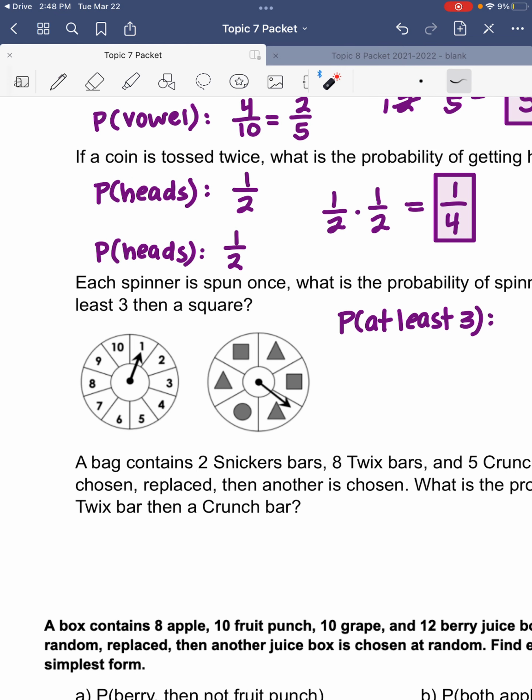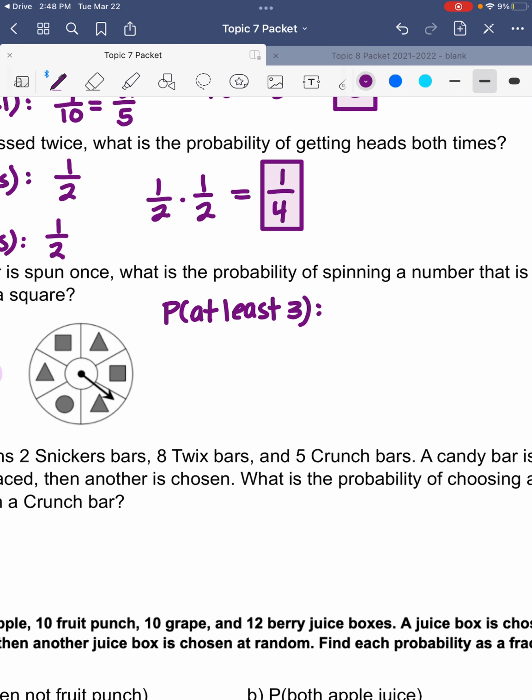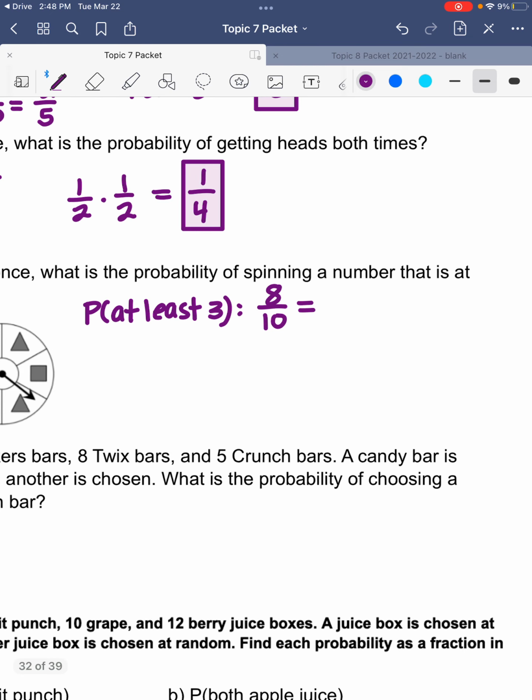So we're looking at our first spinner right here. So at least 3 means 3 or more. So I'm looking at 3, 4, 5, 6, 7, 8, 9, and 10. Well, how many sections is that? That's 8 of my 10 total sections. So 8 over 10. Does that reduce? Yes. 2 goes into both of those. 8 divided by 2 is 4, and 10 divided by 2 is 5. So 4/5 is the probability of my first event, getting at least 3.